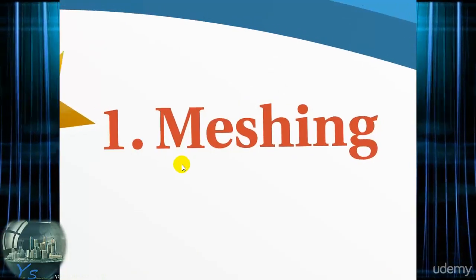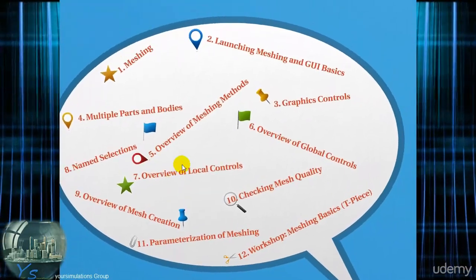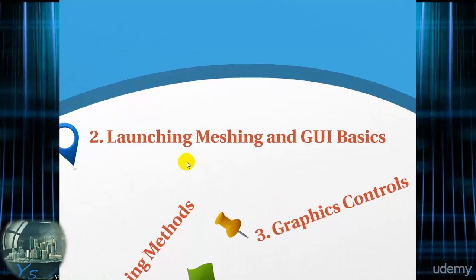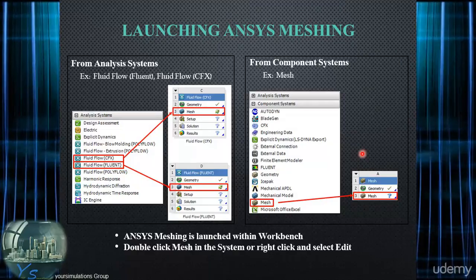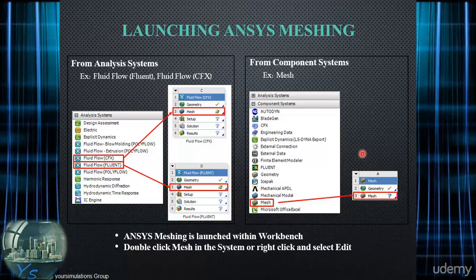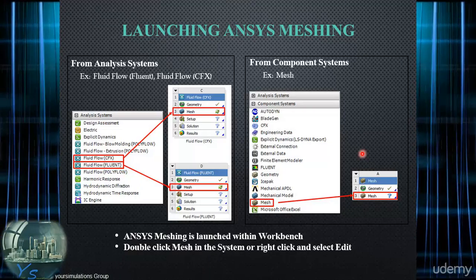Like Design Modeler, we can start meshing only from within the Workbench. Just double-click on the mesh cell of an analysis system or the mesh component. As an alternative, we can also use the context menu of that cell.